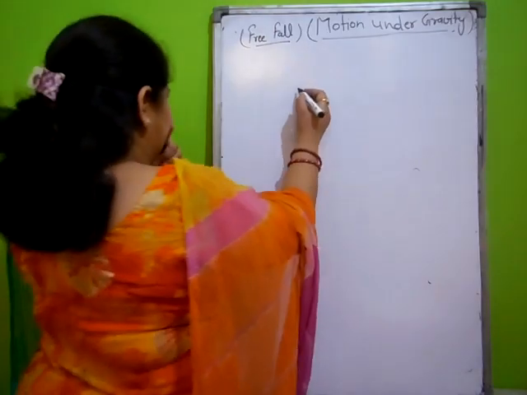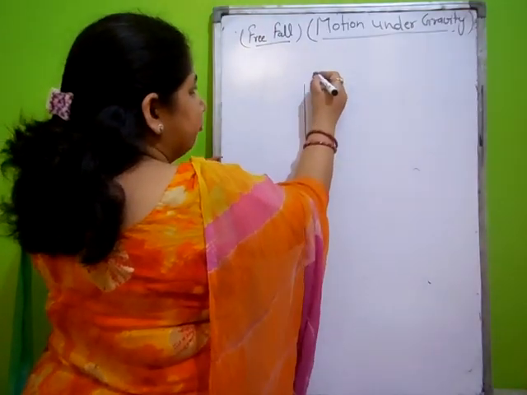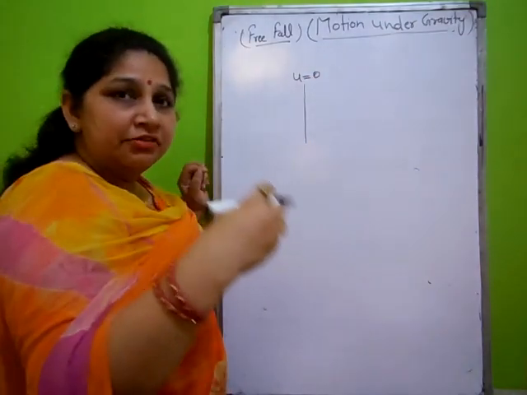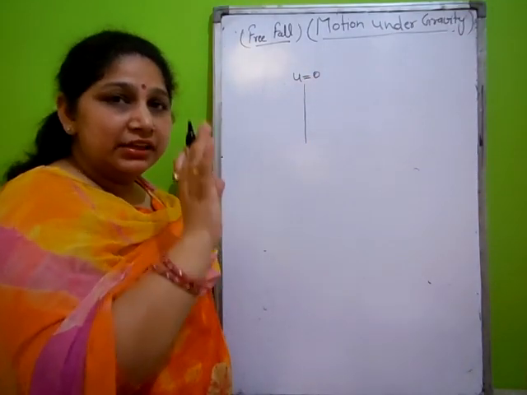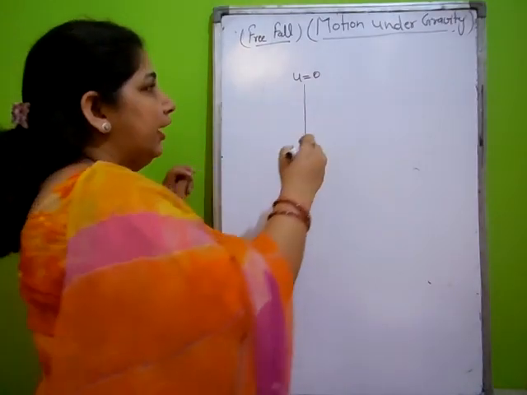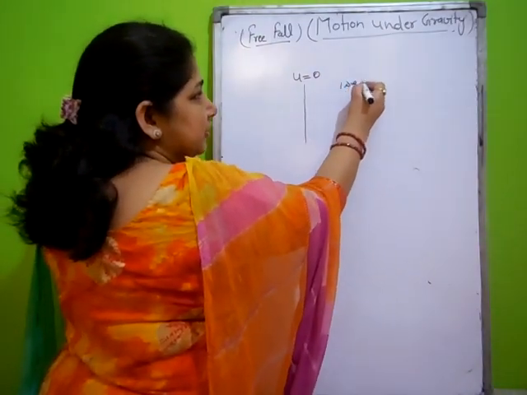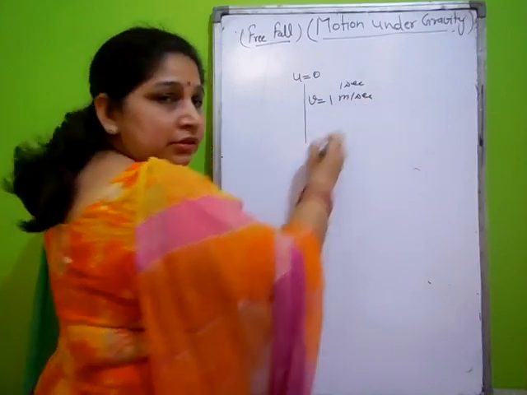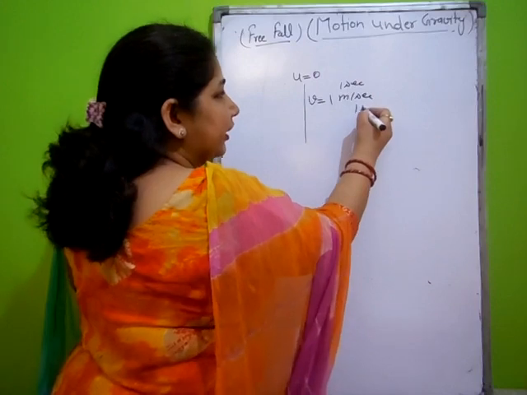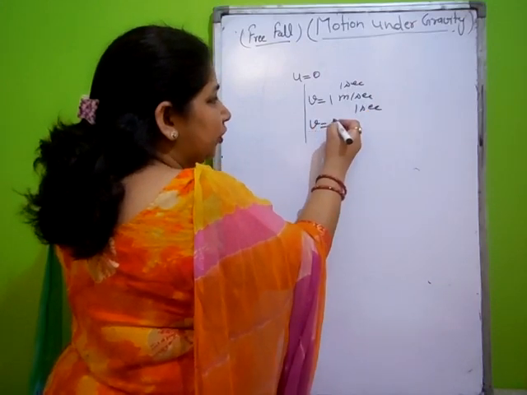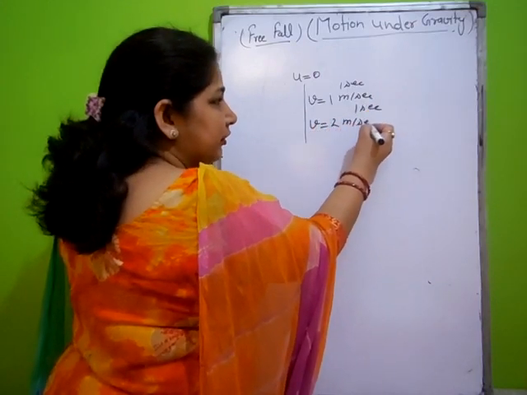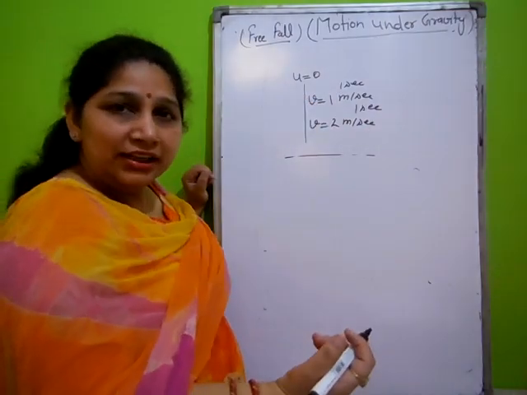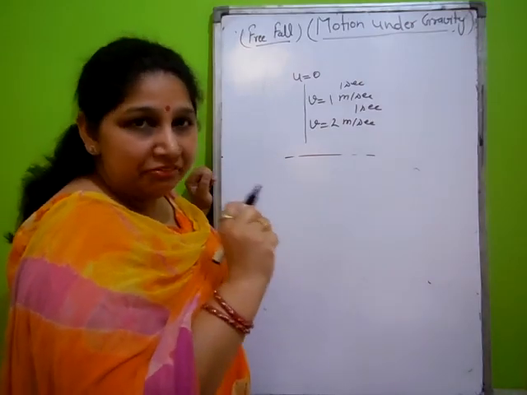Suppose we have an object and it drops from height h. Initial velocity u is equal to 0. We just drop it, so the initial velocity is 0, and after 1 second, suppose we see the velocity has increased to 1 meter per second. Then after another second, V is equal to 2 meters per second. Definitely when it reaches the earth's surface, it achieves the maximum velocity.